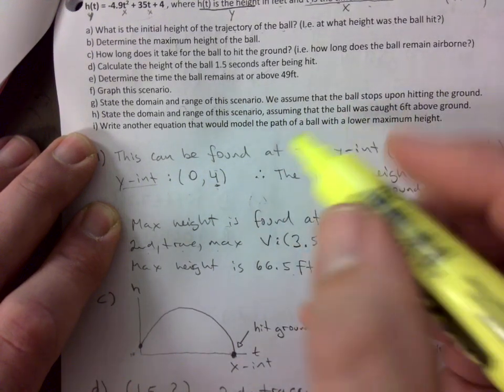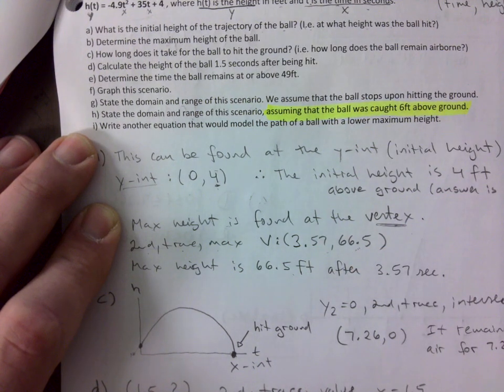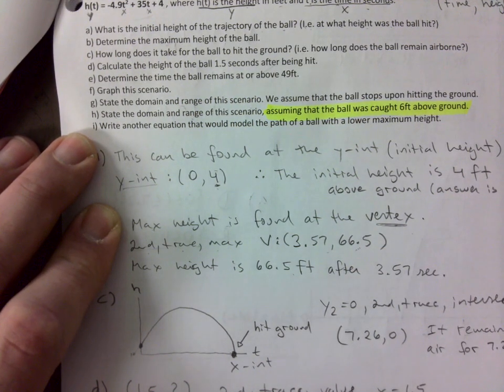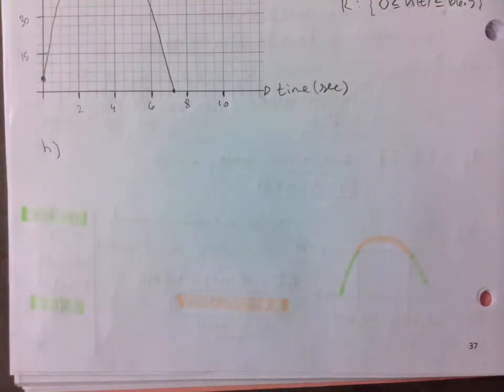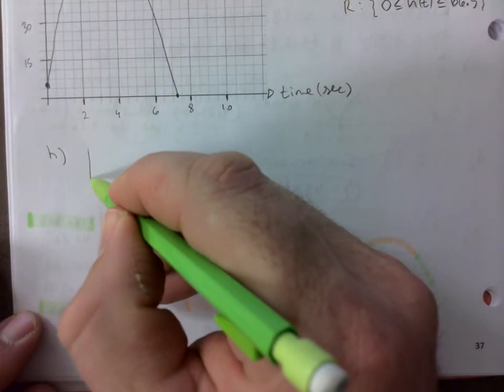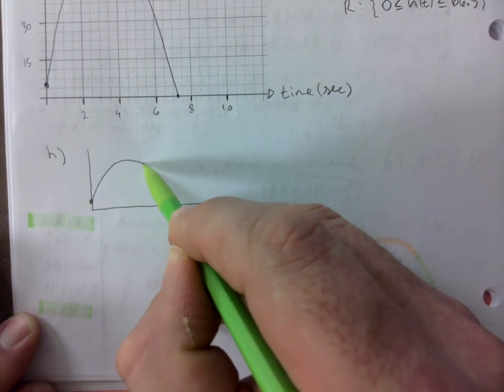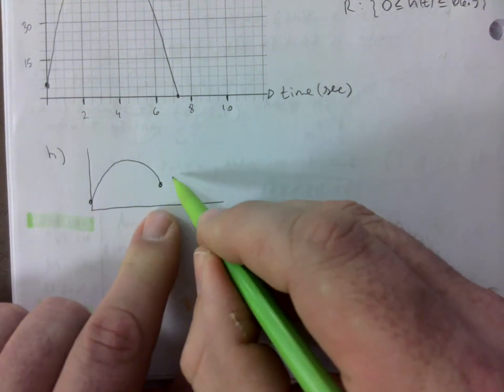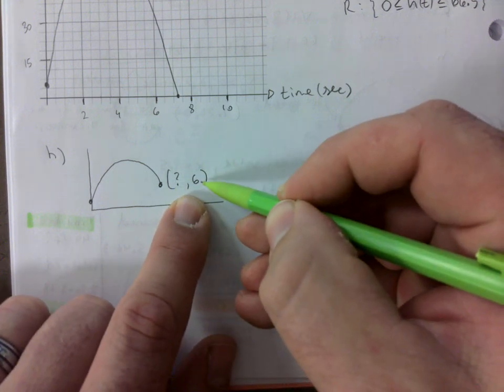The first one that we just did hits the ground. But what if we assume that the ball was caught at 6 feet above ground? So a person catches it and it stops right there in the glove. How would the domain and range change in that case? Let's go to the back side here and let's try to visualize this. Let's just sketch it, okay? It gets hit here, and then after some sort of time, it gets caught at 6 feet, correct, above the ground.